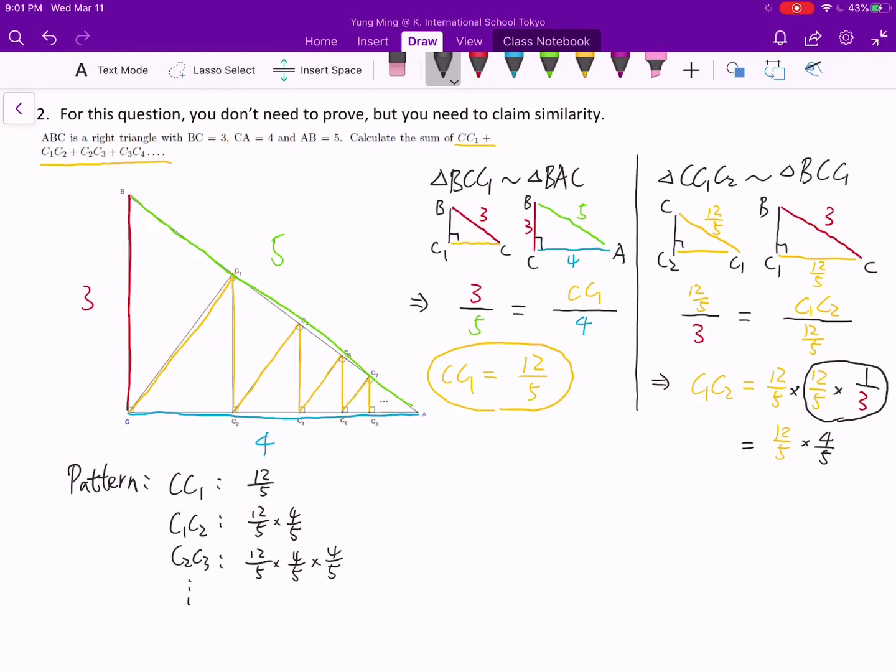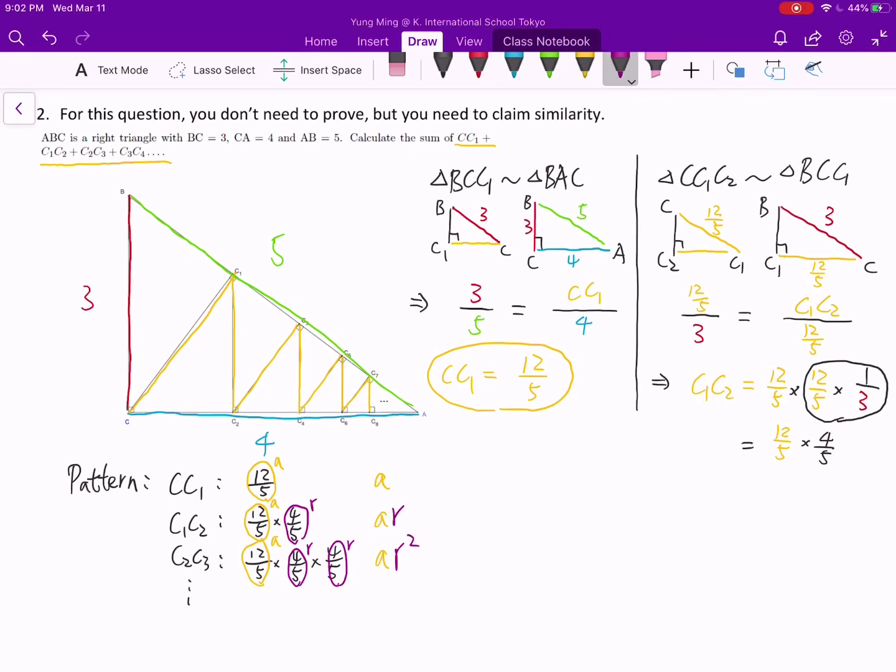If you keep going, you will realize the pattern here. Your C1, C2 and C2, C3 are going to follow this pattern. We're going to have 12 over 5, then 12 over 5 times 4 over 5, then 12 over 5 times 4 over 5 times 4 over 5, and so on. If we mark them with different color coding, let's call these ones A, and let's call these ones R. The first one, you're going to get an A. The second one, you're going to get an AR. The third one, you're going to get an ARR, which is AR squared.